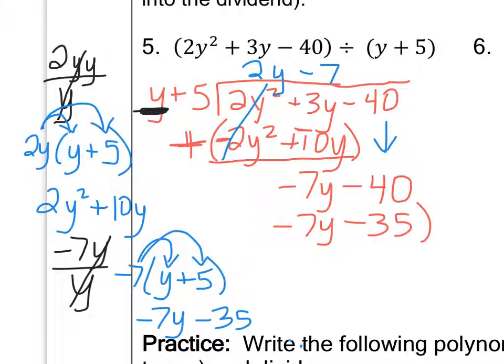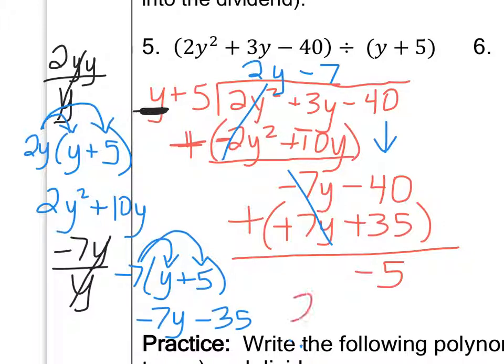But remember, I'm going to put it in parentheses. This whole thing is getting subtracted. So I'm going to change all the signs to make it addition. Negative 7y plus 7y cancels out. Negative 40 plus 35 equals negative 5. Okay, that guy's my remainder. Y won't go into that. So my answer is 2y minus 7.